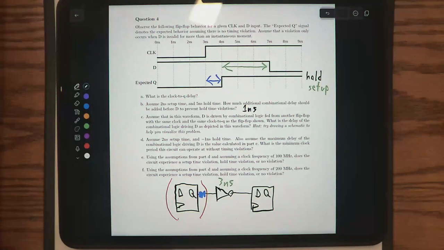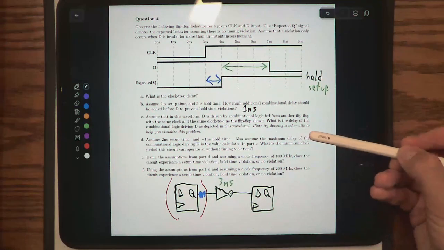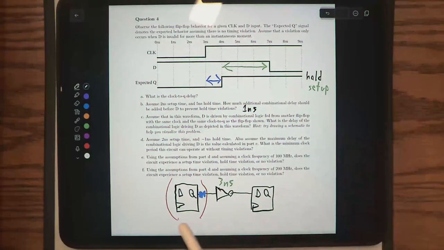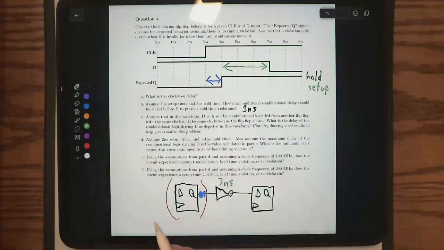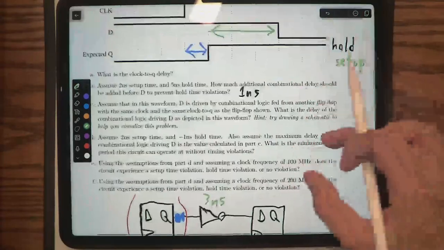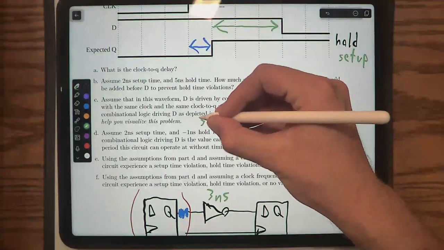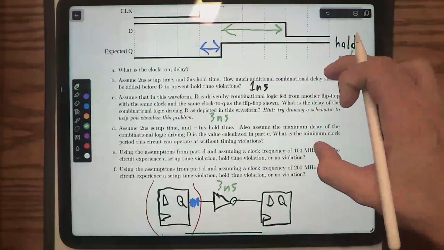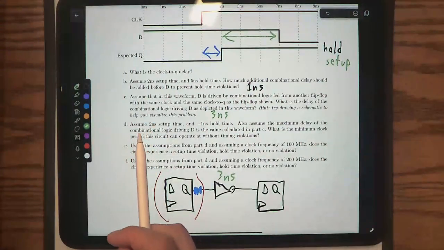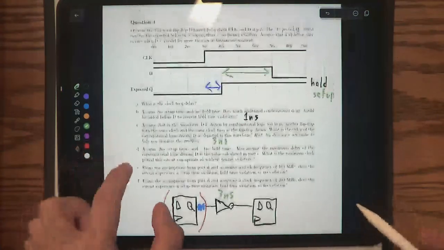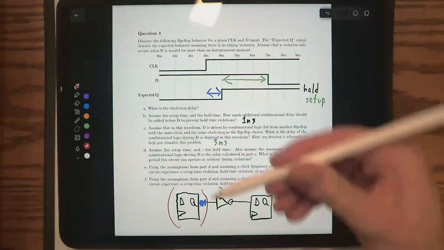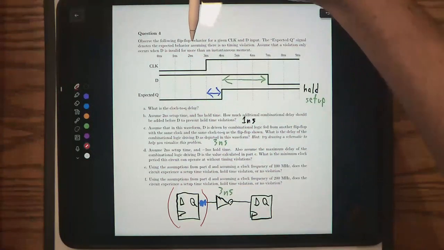Question: for 4C, we're not really caring about hold time or setup time? Yes, correct. In this case, you don't have to care about hold time or setup time. You do have to care about this clock to Q. So this was 3 nanoseconds. All right, great. Now it says assume for 4D, assume 2 nanosecond setup time, assume -1 nanosecond hold time. So where does the timing aperture start for this?